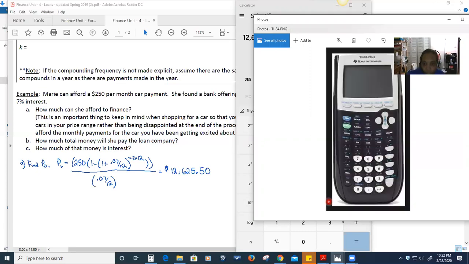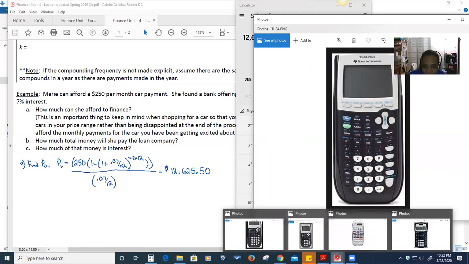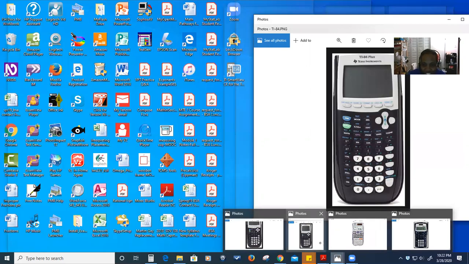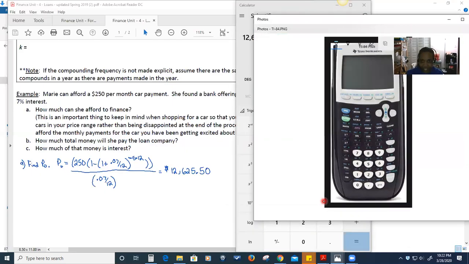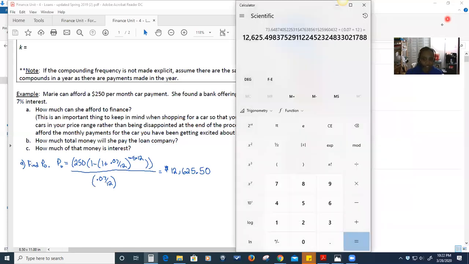And I don't know what just happened here. My picture went away. This is not the right picture. Okay. This is a graphing calculator. These do everything. But anyway, I don't know where the calculator just went.